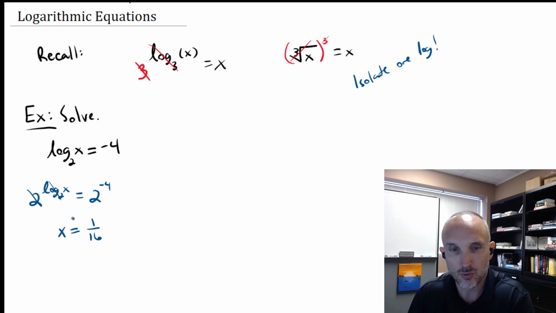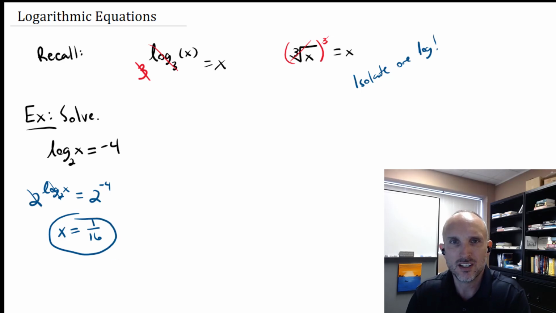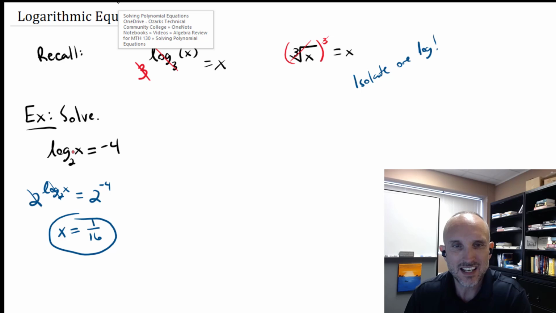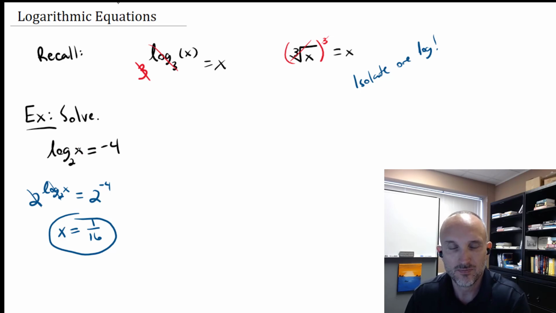It's also important because we can't take logs of 0 or negative numbers. So when you solve a log equation, you better make sure that you don't violate that input to a log. So 1/16, if I plug it in for x, I have a log base 2 of a positive number. So this guy checks out just fine.